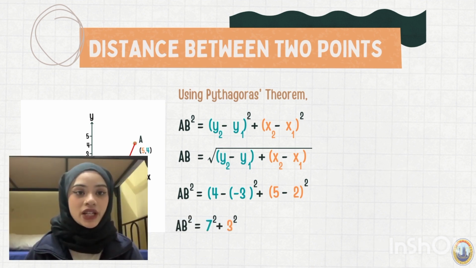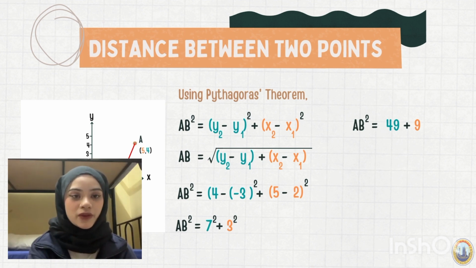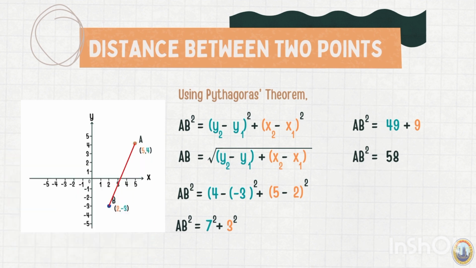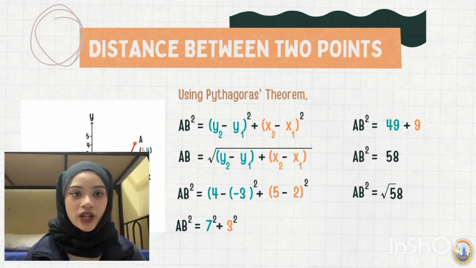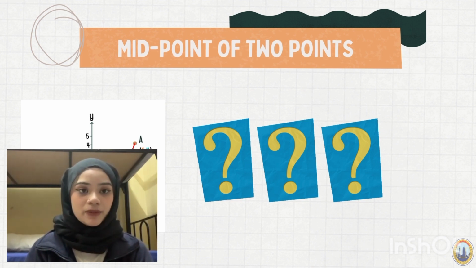So AB squared is equal to 7 squared plus 3 squared. So AB squared is equal to 49 plus 9. Let's calculate 49 plus 9 and the result is 58. After that, write AB is equal to the square root of 58. Then calculate in the calculator to get the final answer. And the distance between point A and point B is 7.6158 units.